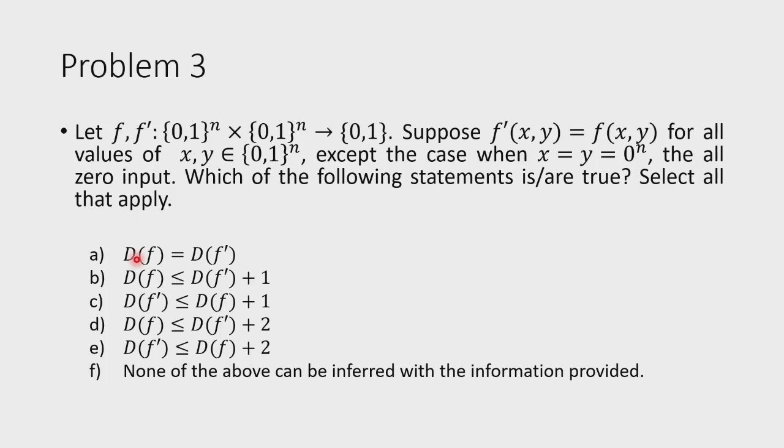The communication complexity of F is equal to the communication complexity of F prime. The communication complexity of F is less than or equal to the communication complexity of F prime plus 1. The communication complexity of F prime is less than or equal to the communication complexity of F plus 1. The communication complexity of F is less than or equal to the communication complexity of F prime plus 2. The communication complexity of F prime is less than or equal to the communication complexity of F plus 2. Or none of the above can be inferred from the information provided. Now, as I said, this needs to be worked out, but would you like to venture a guess on which option or which options are correct?